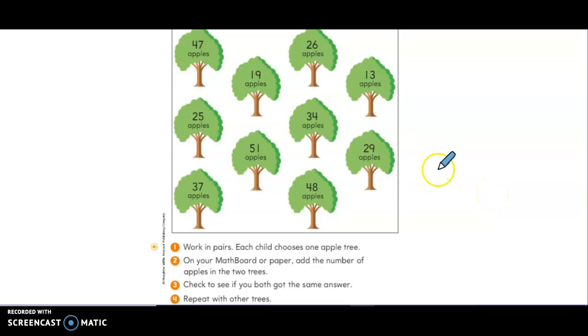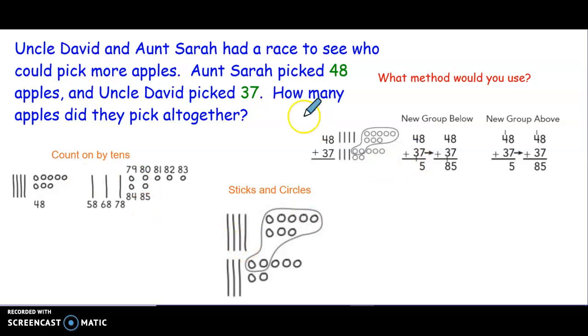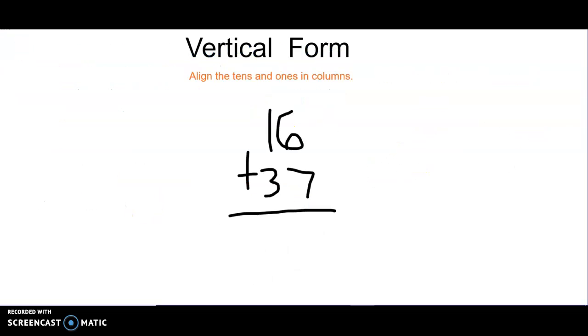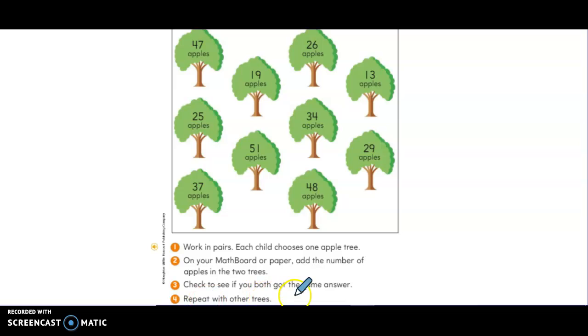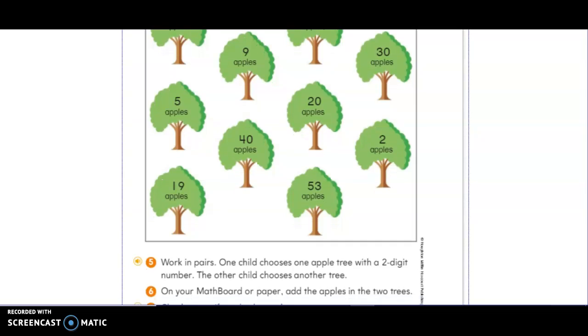Okay, and then we would try to find the answer using any one of these methods. And then we would check to see if we both got the same answer. Okay, once we're done, you put a little check mark so we know that we used these ones, and then keep going until you use all of them. You flip to the back side, you have a new set of trees.